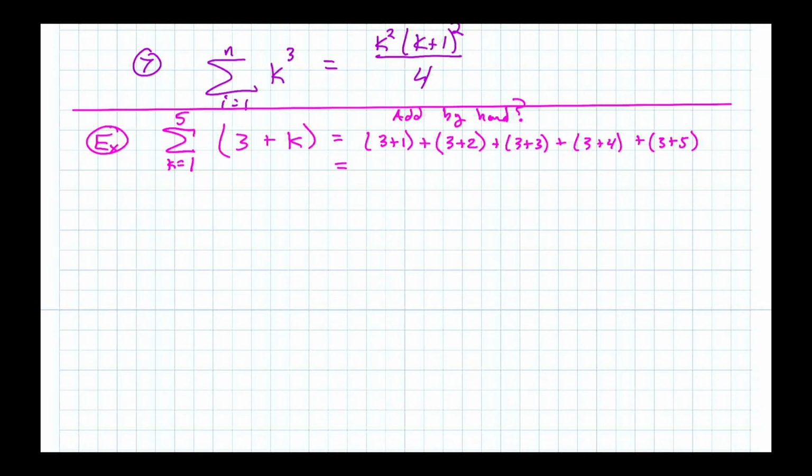So of course, this is going to be 4 plus 5 plus 6. 3 plus 4 is 7. 3 plus 5 is 8. So you have 4 plus 5 plus 6 plus 7 plus 8. So you add those up. 4 plus 5 is 9. 9 plus 6 is 15. 15 plus 7 is 22. And then 8 is 30. So we get 30. There's your answer.